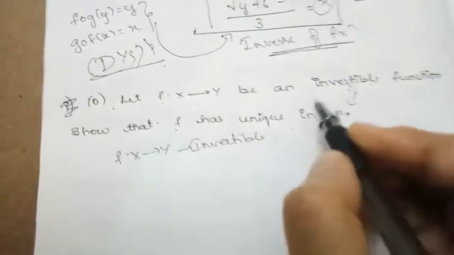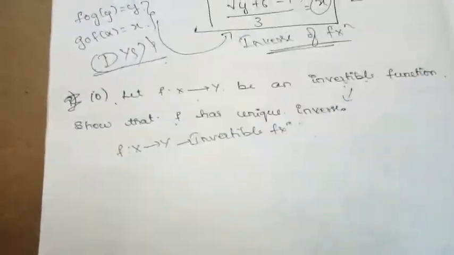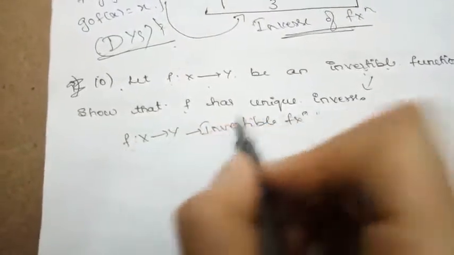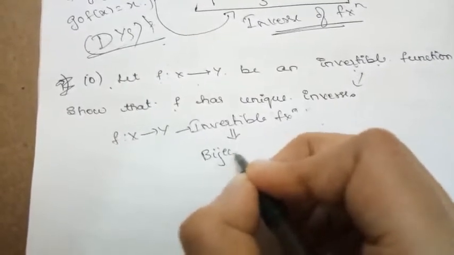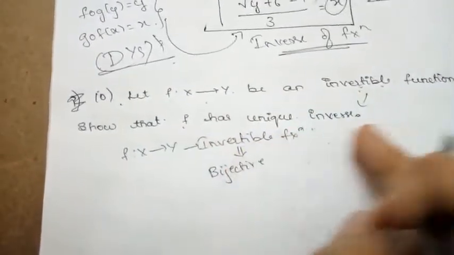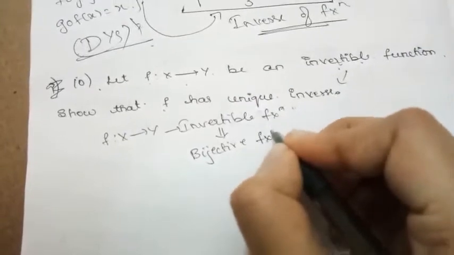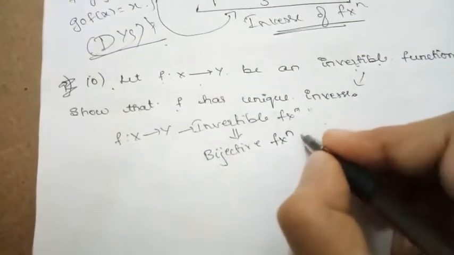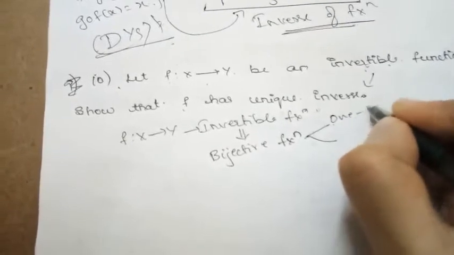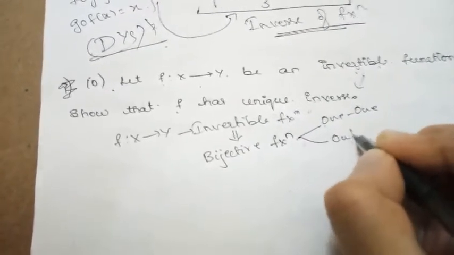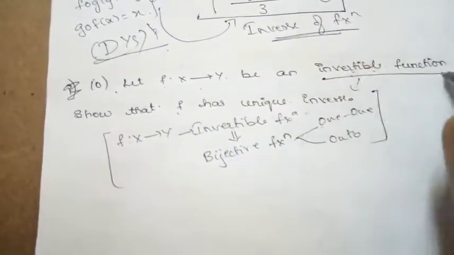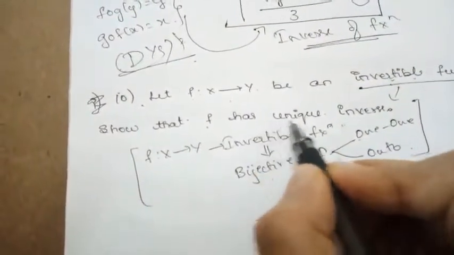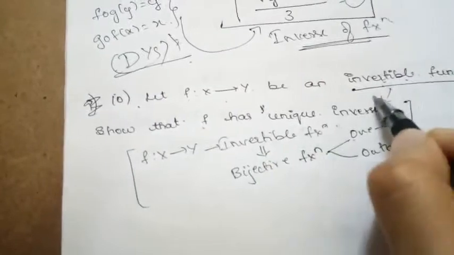So with this given data we can come to different conclusions. Suppose they have given that f is an invertible function. What does that imply? It is a bijective function, because if a function is invertible it is bijective. Bijective means it is both 1-1 and onto. So this much will come to our mind when we say a function is invertible. What we need to prove is that f has a unique inverse.